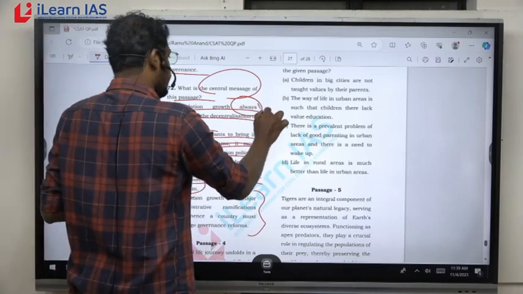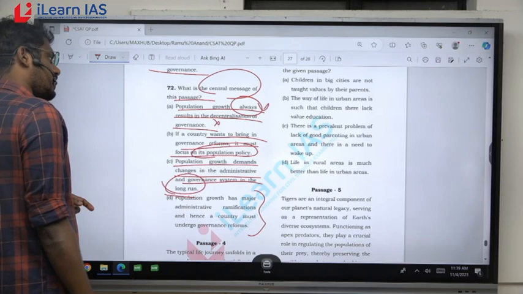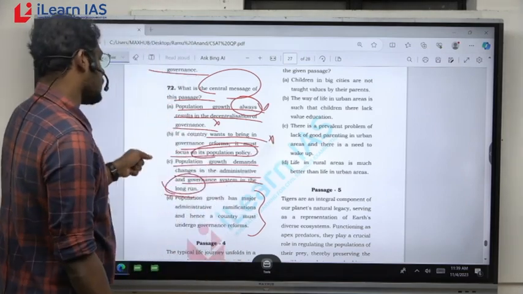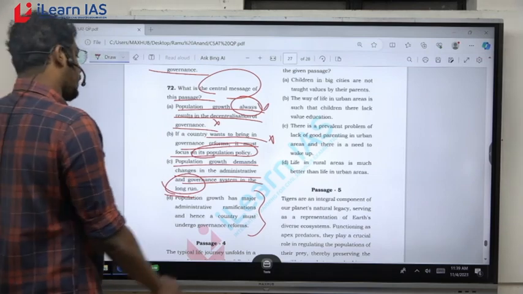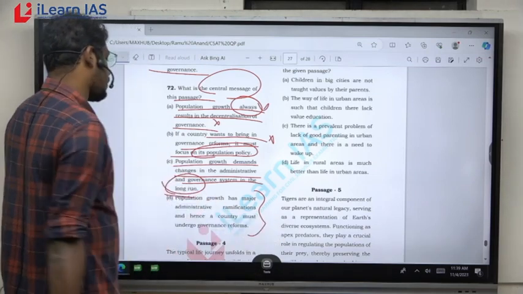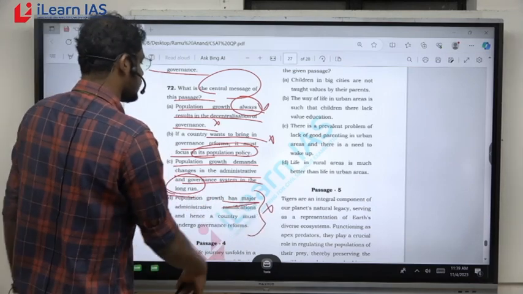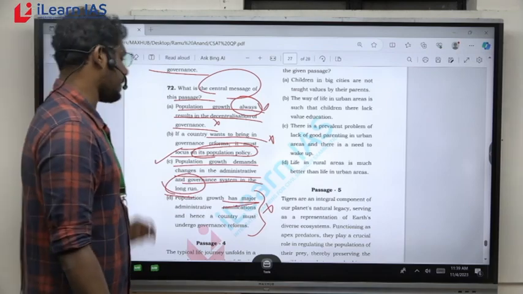Population growth always results in the decentralization of government. That is incorrect. If a country wants to bring in governance reform, it must focus on its population policy. That's also incorrect. Population growth demands changes in the administrative and governance system in the long run. Population growth has a major administrative ramification. This also sounds illogical. So the most probable answer for question number 72 is option C.